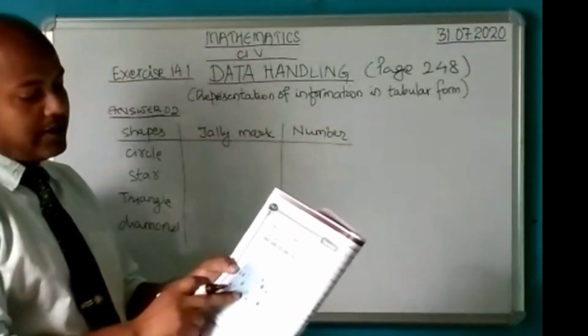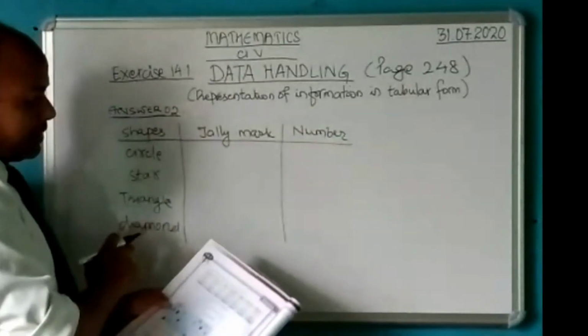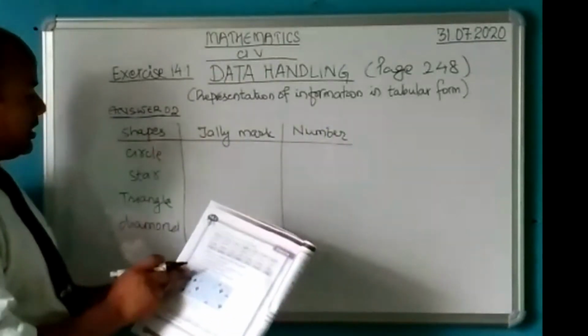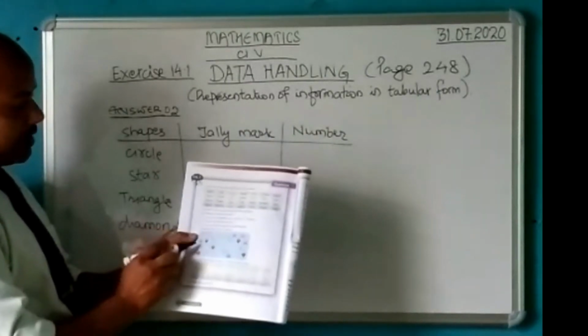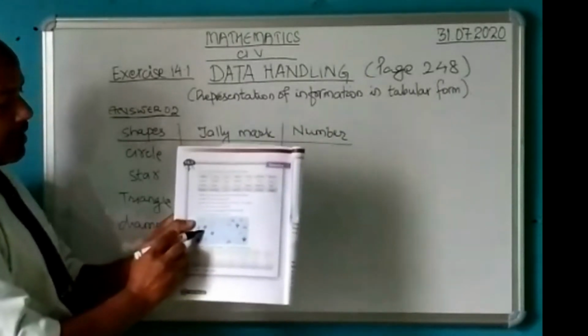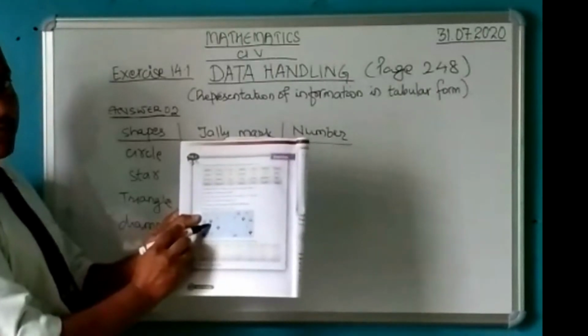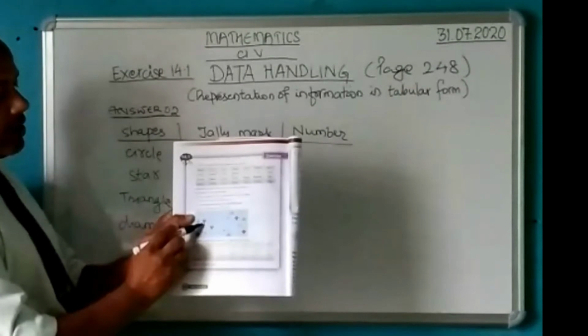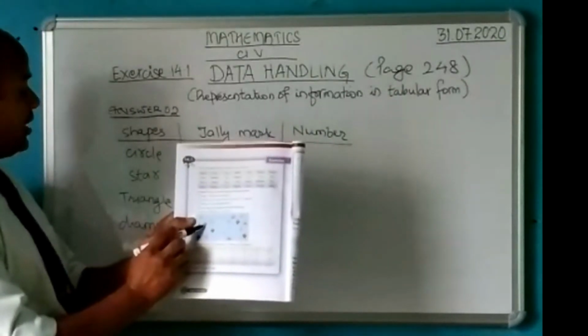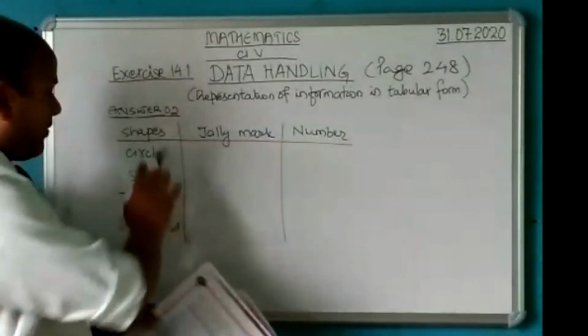What you see here is, first, there are shapes. How many shapes are there? There is the circle. Then you have a star. And then you have a triangle. And this is the diamond, a 4 sided figure. You have 2 diagonals and 4 spiky ends. This is the diamond. So I have written it here.